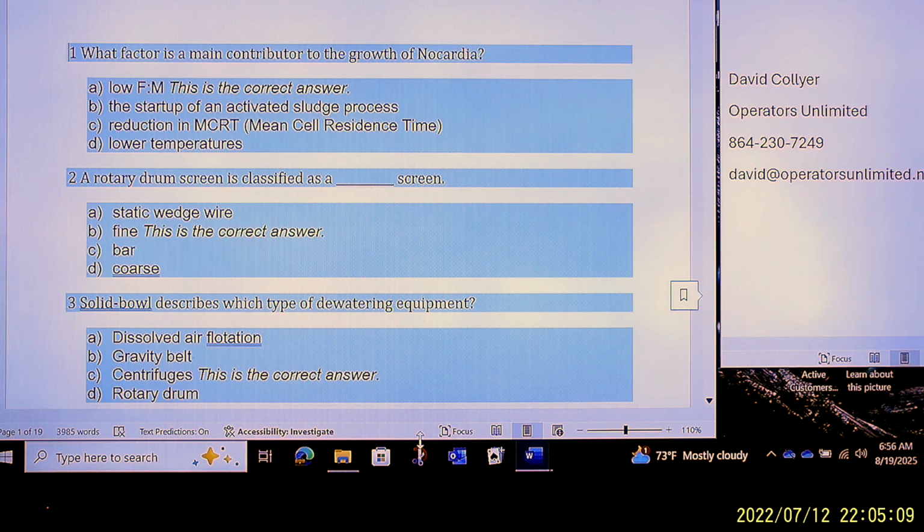Number one, what factor is the main contributor to the growth of Nocardia? A, low F to M, B, the startup of an activated sludge process, C, reduction in MCRT, D, lower temperature. The answer to number one is A. Number two, a rotary drum screen is classified as a blank screen.